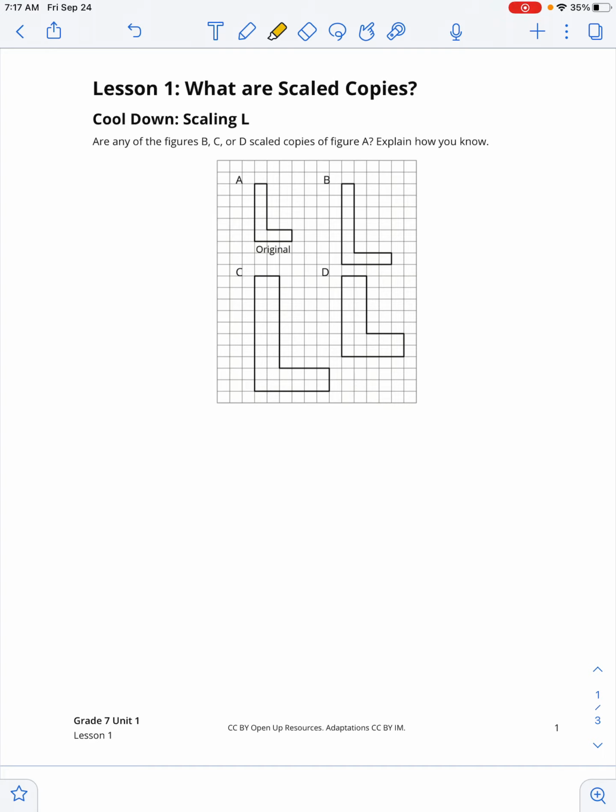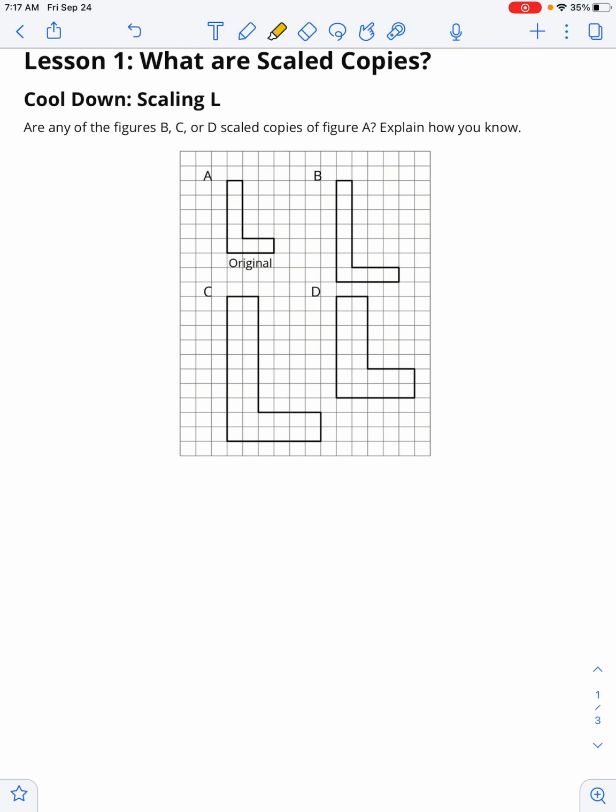In lesson 1, we talked about what scaled copies were, and we were just getting to know them. The cool down reads, are any of the figures of B, C, or D scaled copies of figure A? Explain how you know. I want to recommend that you pause this video and try to see if you can figure out which copies are scaled.